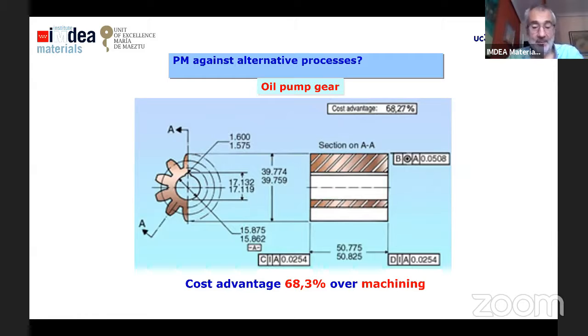Here we have one example. We mentioned in the previous lecture the oil pump. This was the first part produced by powder metallurgy, and in this case, the cost advantage over machining is in the order of 70%, because here we don't lose any raw material, because the final part is the sintered one. Most of the time we don't need heat treatments or any further operation after sintering, and the energy consumption is much lower than in machining.